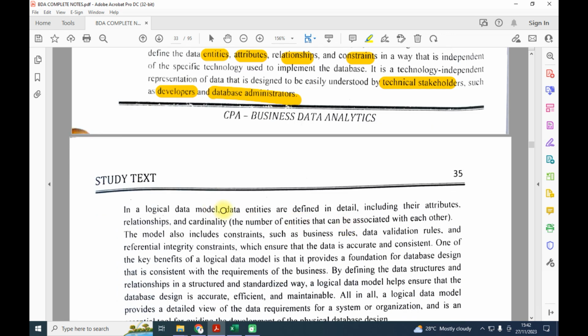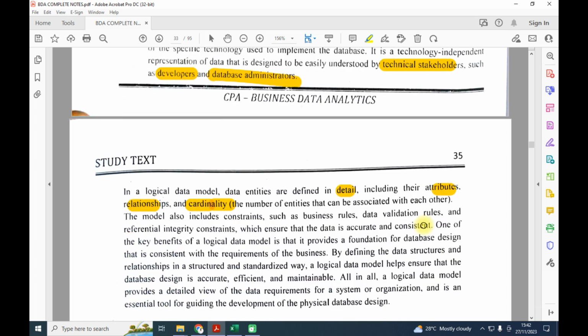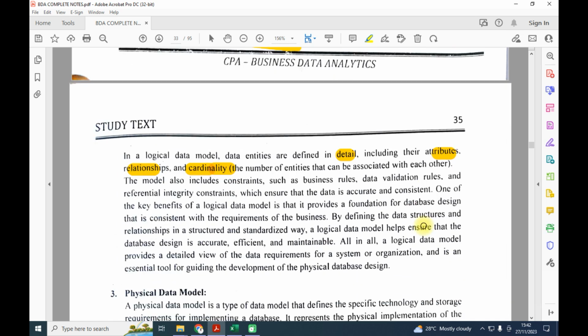In a logical data model, data entities are defined in detail. Here now we are going into details, including their attributes, relationships, and cardinality. So remember, cardinality now is the number of entities that can be associated with each other. The model also includes constraints such as the business rules. So here again we are looking at the constraints, and these constraints are the business rules, data validation rules to make sure that the data entry is correct and accurate, and the referential integrity constraints.